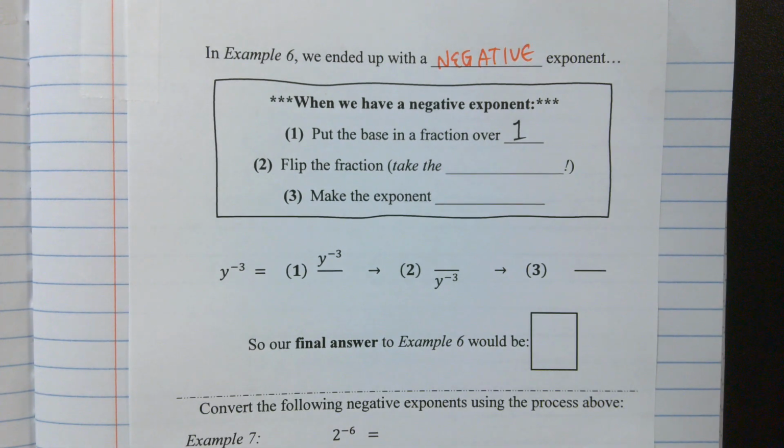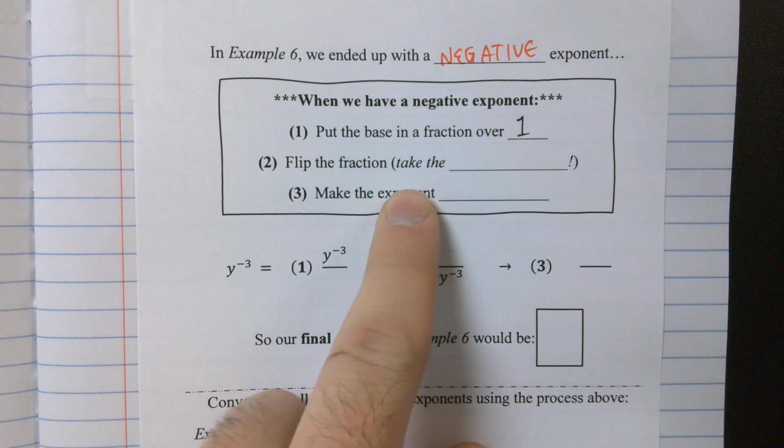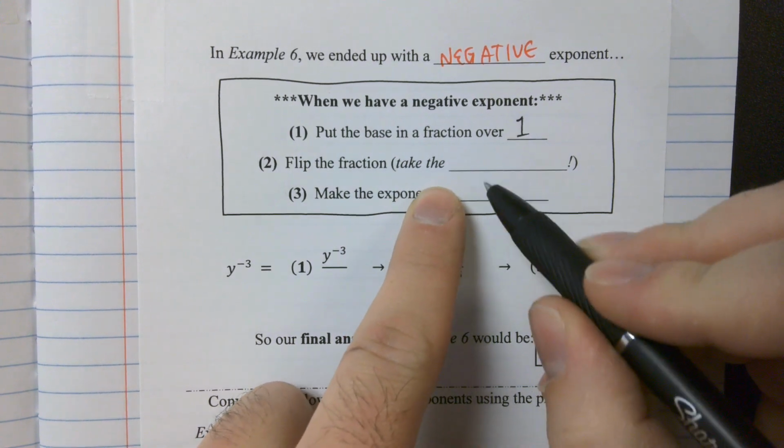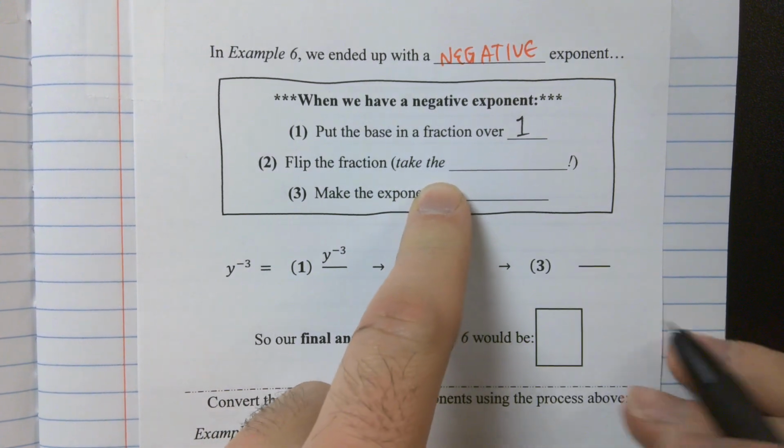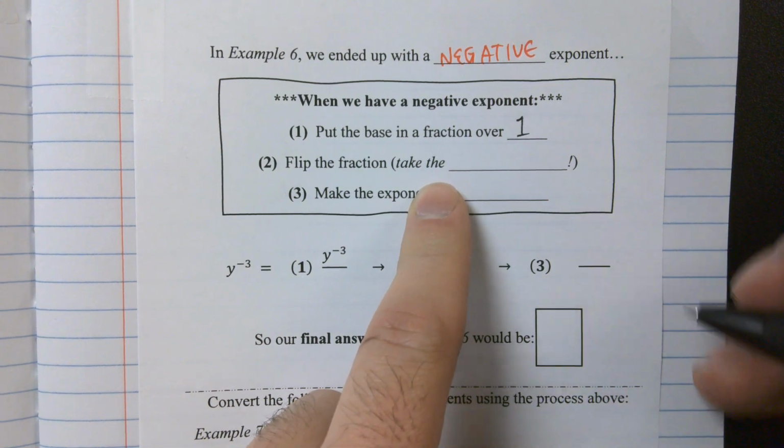So, like you said, we've got y to the power of negative 3. The first thing we're going to do, what's my base here again? Y. We're going to put that y over 1. Not too bad, right? Just put it over 1. Then we're going to flip the fraction. Also called taking the, does anyone remember this word when you flip the fraction? It starts with an R. We talked about it in the fraction workbook at the beginning of the summer.